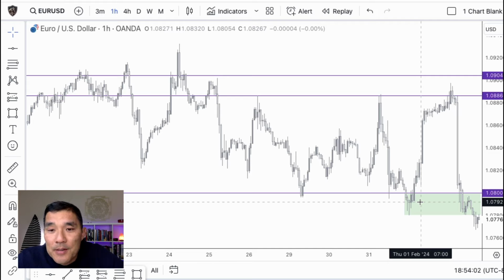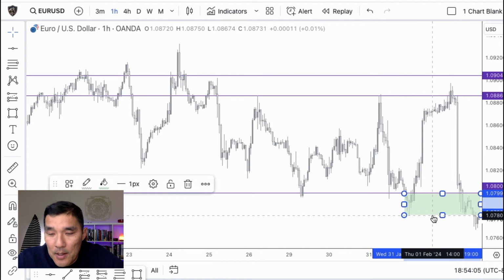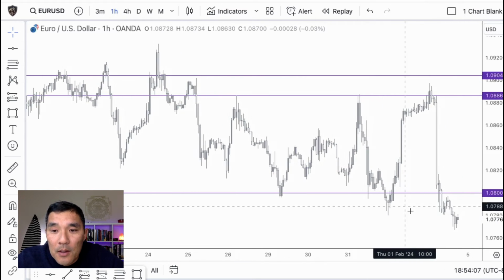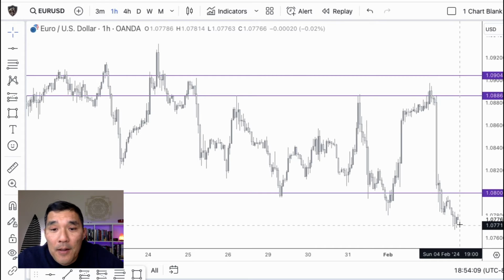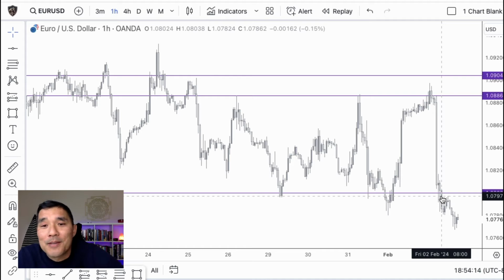So as you can see, price did go into that zone, and it actually ended up going lower. I think I ended up exiting probably around here, a little bit lower because I was watching it. But that's how that trade turned out. So let's take a look at a couple more examples.